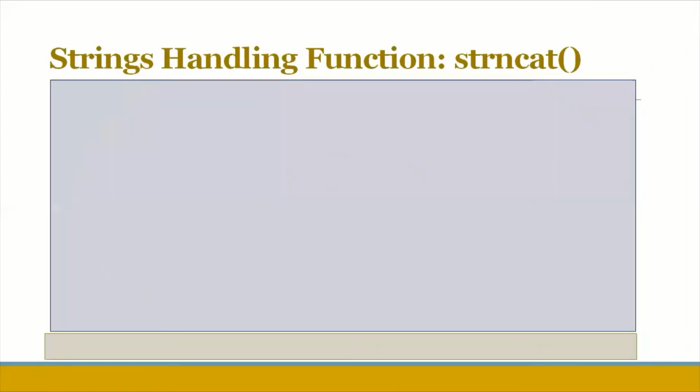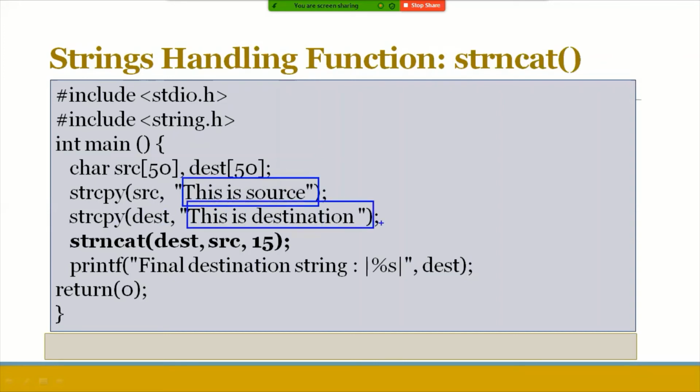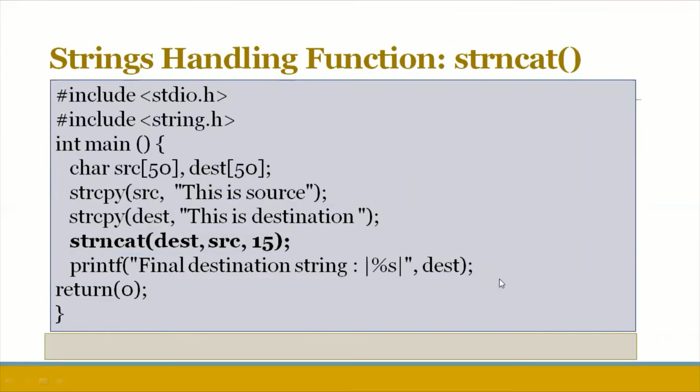Then next we'll see string concatenation up to a specified number of characters. In this case, the first string is the source, and the second string is the destination. This source will be appended at the end of the destination string. Only 15 characters will be appended at the end of the first string. After appending, if we execute this statement, we get the actual output.